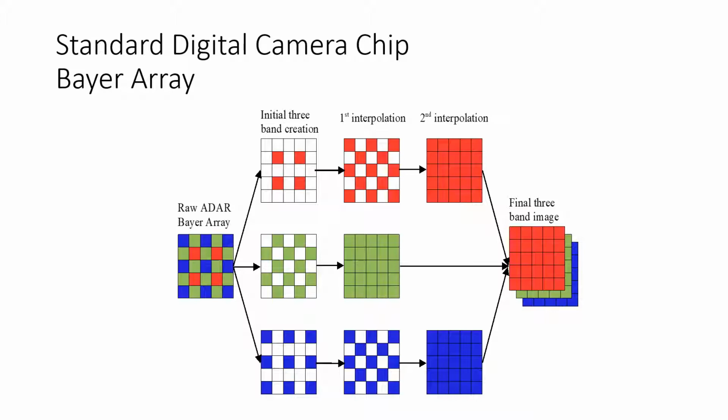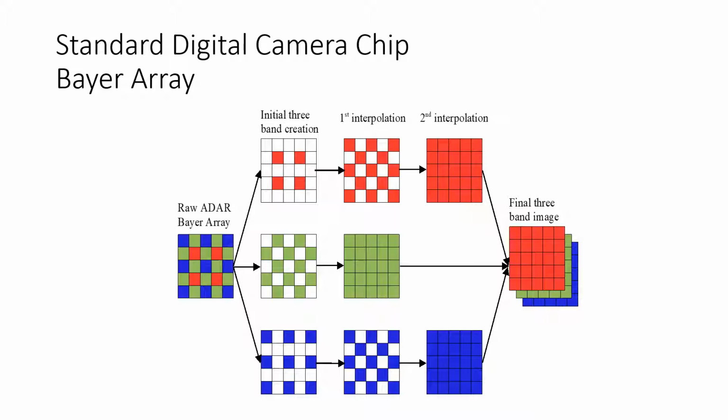I want to talk about how cameras work. A standard digital camera chip has something called a Bayer array. It does not measure the red, the green, and the blue the way you think it does. It has sensors for red, it has sensors for green, it has sensors for blue. It has more sensors for green than anything else. It has fewer sensors for red than anything else.